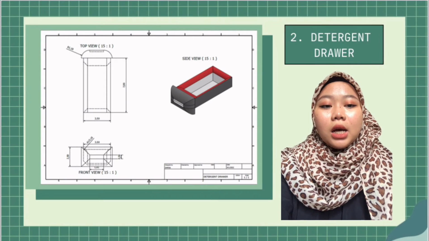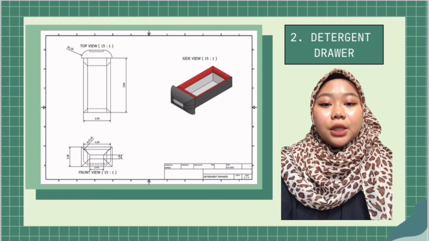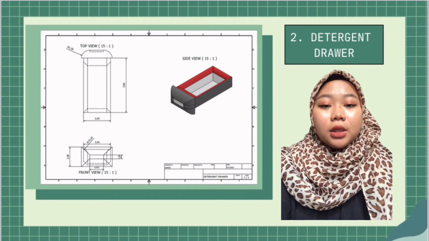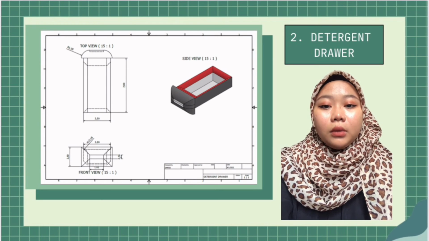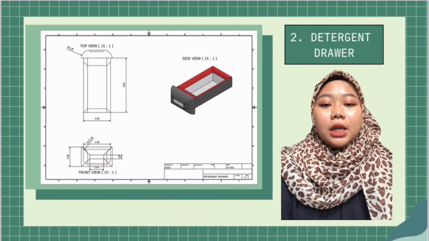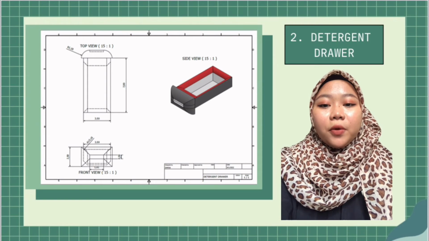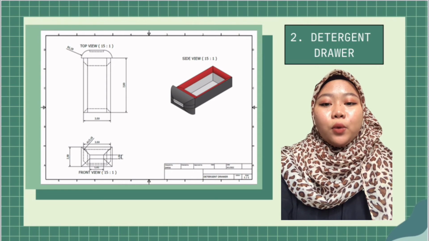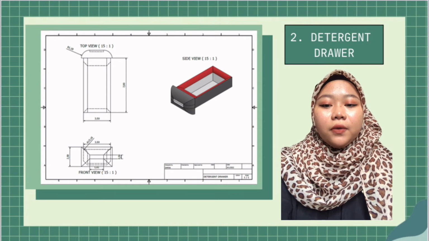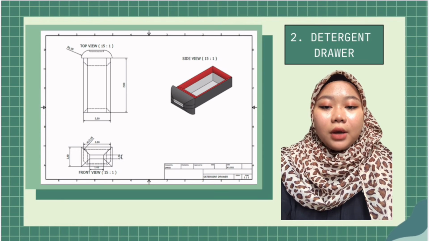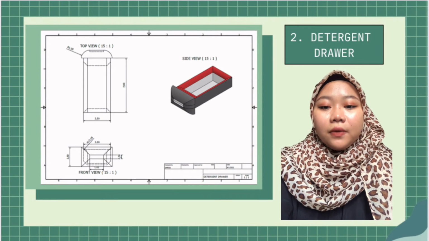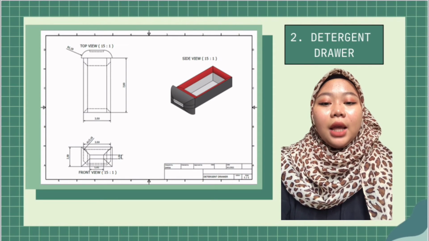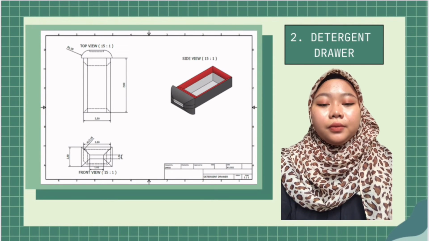Okay, next. The next part is the detergent drawer. The detergent drawer is to put the detergent into the washing machine. From the top view, the height is 7 mm and the length is 3.5. The radius of the fillet is 1.1. From the front view, the height is 2.5 and the radius of the fillet is 15.18 and the length is 3.50.